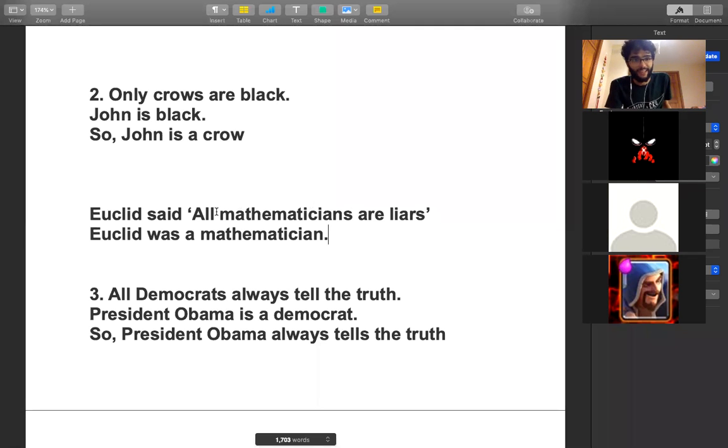Now let's try to change it a little bit. Let's say Euclid says some mathematicians are liars. Euclid was a mathematician. Now Euclid could be telling the truth, because he's just saying that some mathematicians are liars. So Euclid could be a truth teller and a mathematician, and he's just talking about the other mathematicians who are liars.